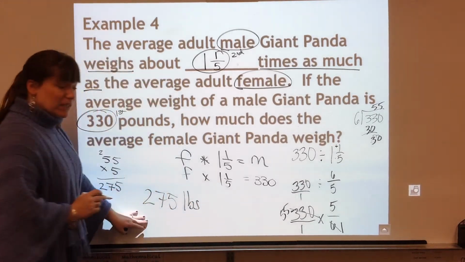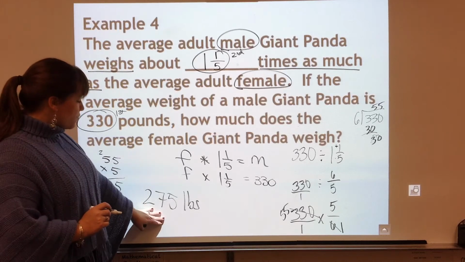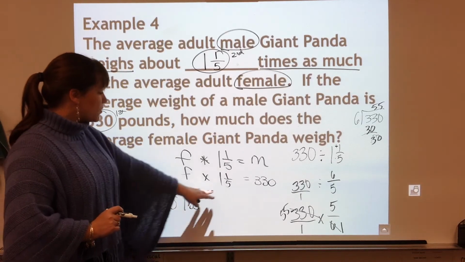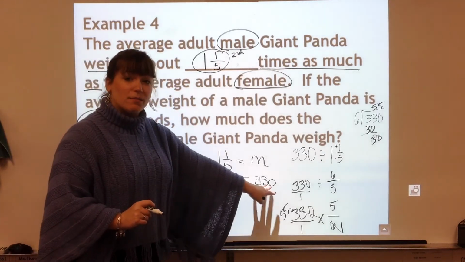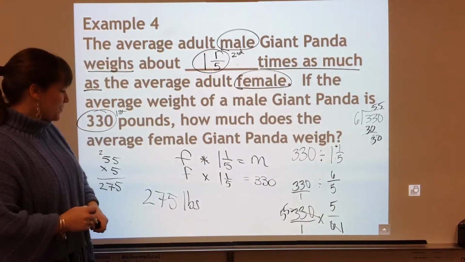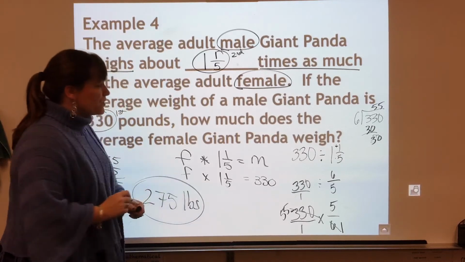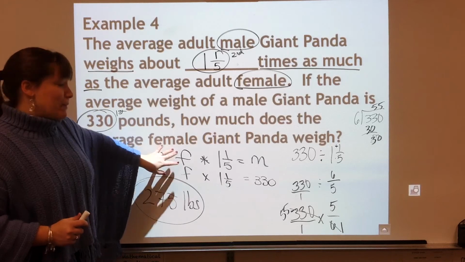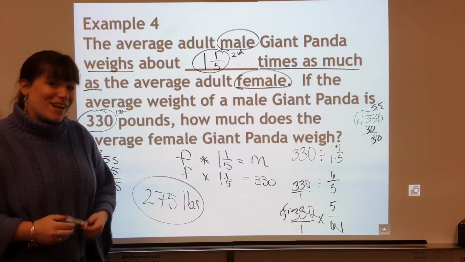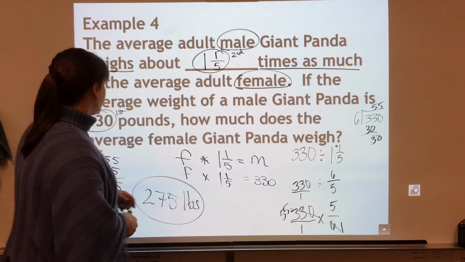So with the female, let's think about it again. If the female is 275 pounds, if you multiply that 1 1/5 times, you will get the bigger number, 330 pounds. So a little wordy, but it helps to set up a multiplication problem first sometimes to see what your dividend and your divisor could be.